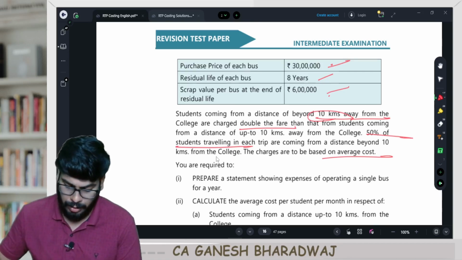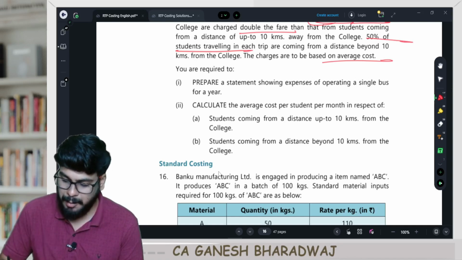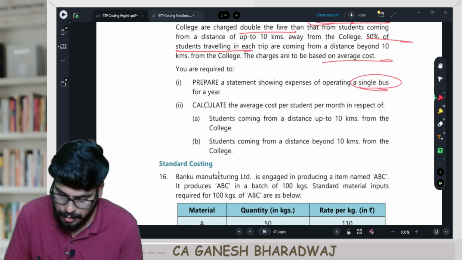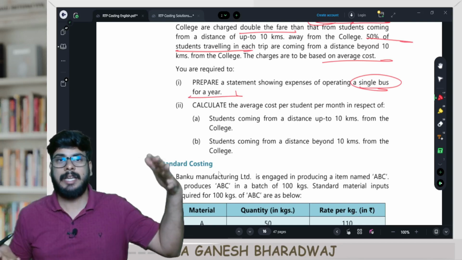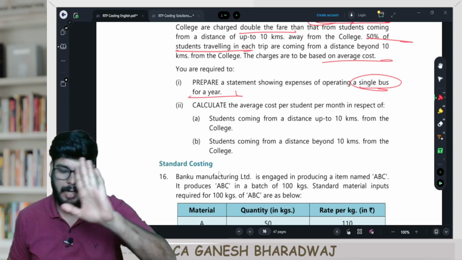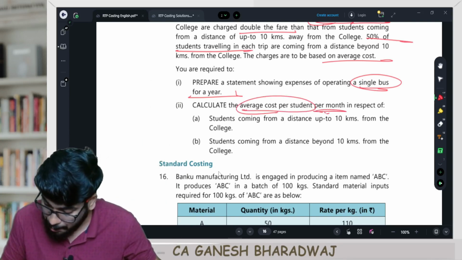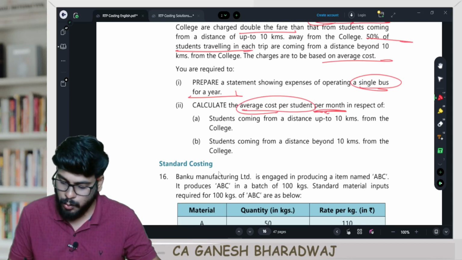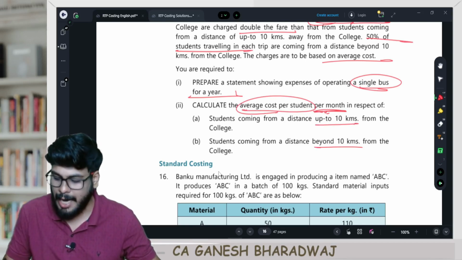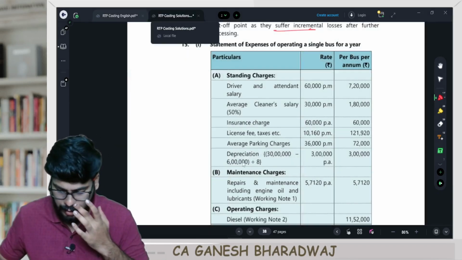Perfect. Right. Now, you are required to, number 1, prepare a statement showing expenses of operating a single bus for a year. So first you need to prepare a statement showing what? So what is the total cost of operating one bus per annum? Next one, calculate the average cost per student per month in respect of the students coming from a distance up to 10 kilometers and beyond 10 kilometers. Perfect, right? So now let's get started with this.